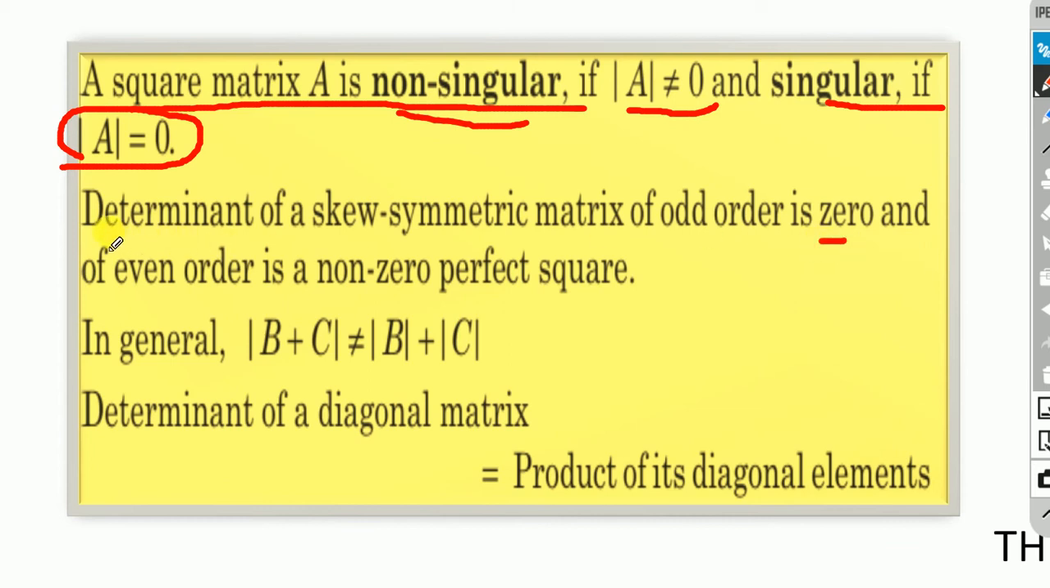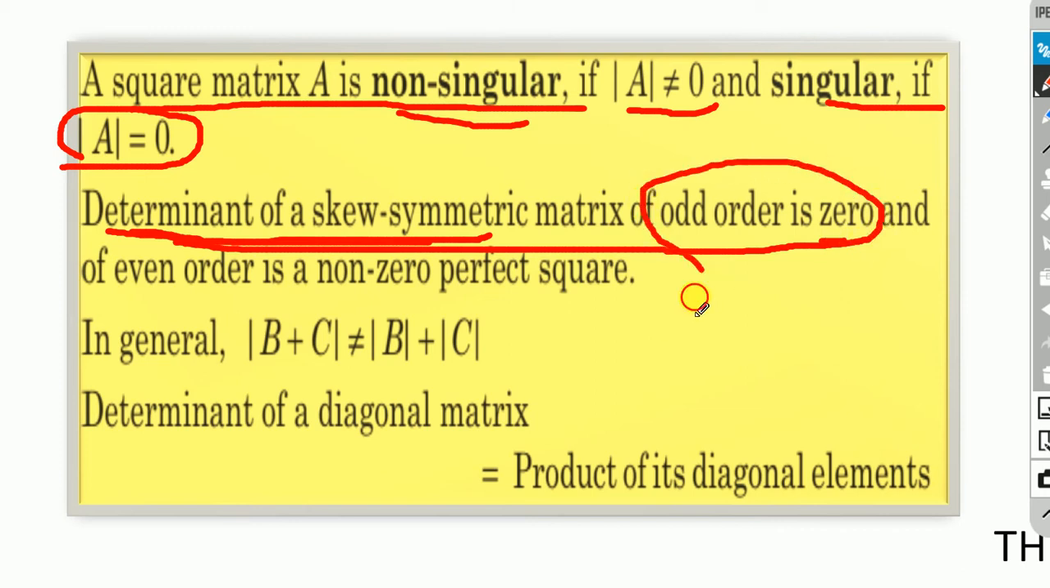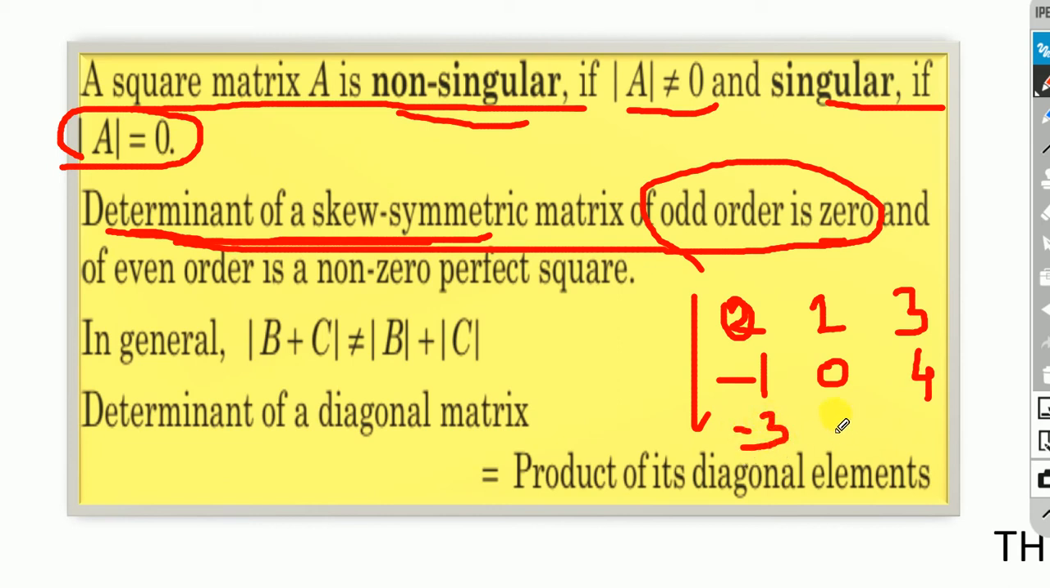Determinant of a skew-symmetric matrix of odd order is 0. This is one of the most important properties of the determinant of a skew-symmetric matrix. Determinant of a skew-symmetric matrix of odd order is 0. For example, consider the matrix with 0, 2, 3 in the first row, -2... I will take -1, 0, and 4 here, and of course -3, -4 and 0. So this is a skew-symmetric matrix of order 3, odd order.